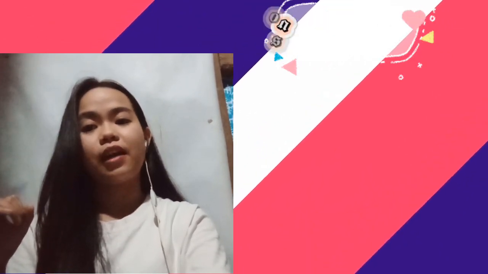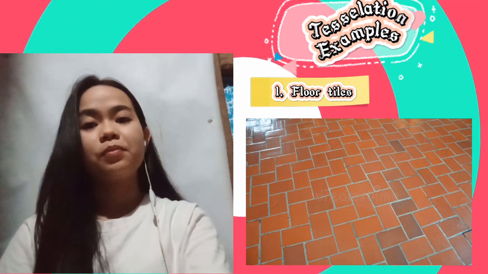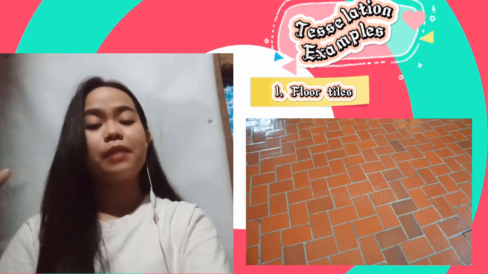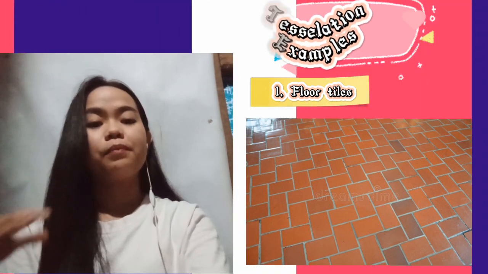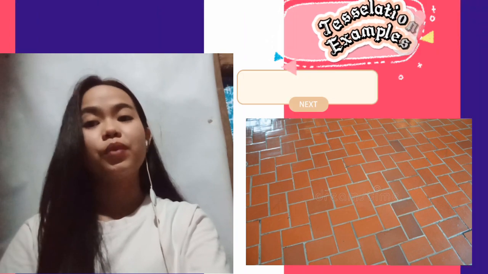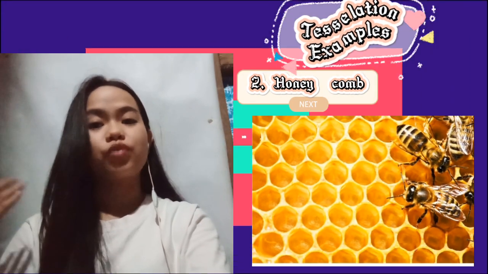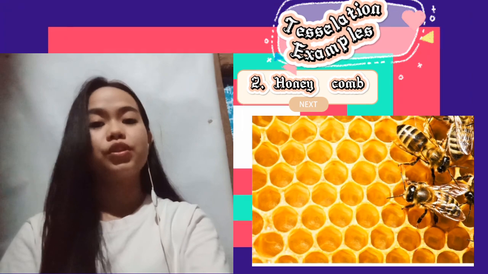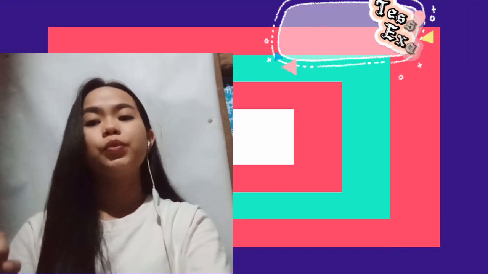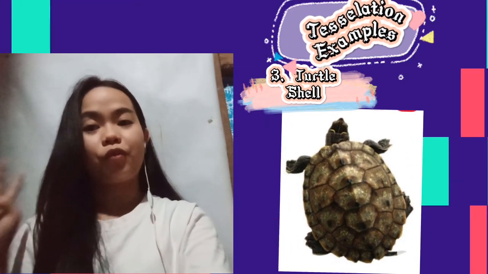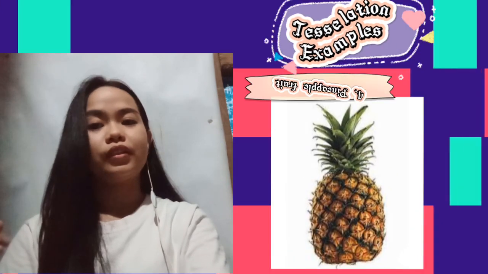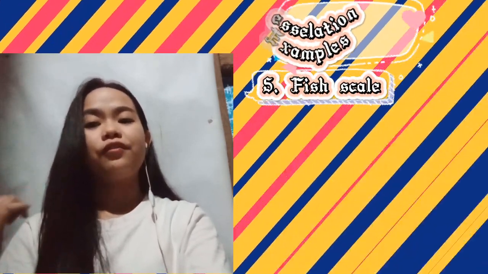First is the floor tiles. They are composed of repeating patterns of the same shape without any overlaps or gaps. The second one is the honeycomb. Honeycomb structure is a natural and efficient use of space. The third one is the turtle shells. The fourth one is the pineapple fruit. And lastly is the fish scales.